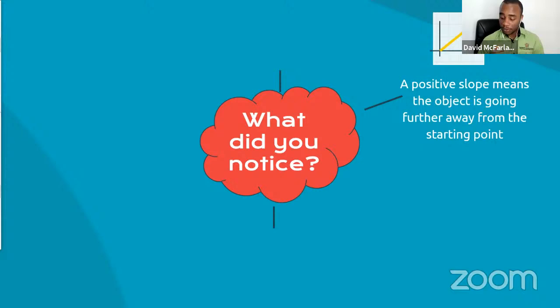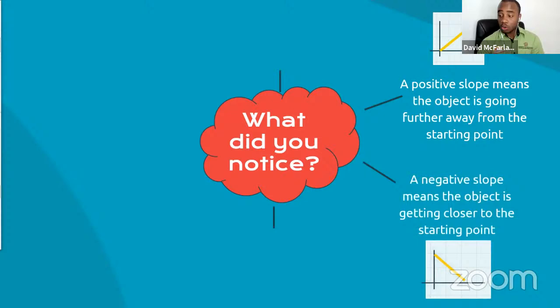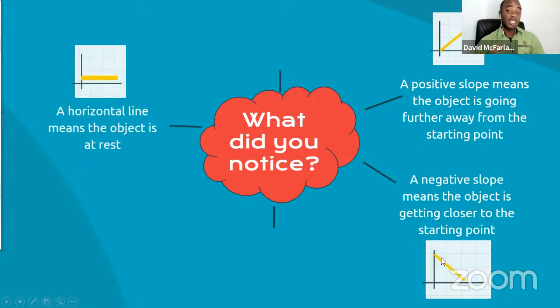I think he mentioned it in his description as well, that he did. What happened when he stops? The line is flat, right? Or the line is horizontal, we would say. And when he was going back to the starting point, the line had a negative slope, which is what it would look like right here. So those are the three main observations that we got from our situation with Matthew.